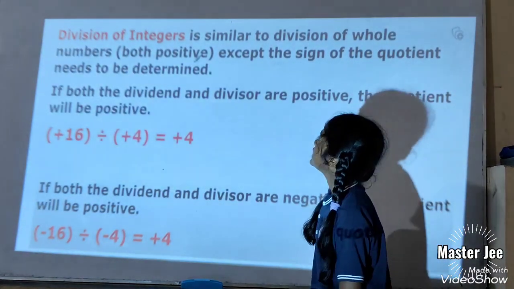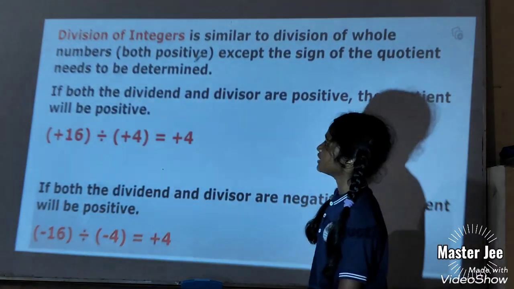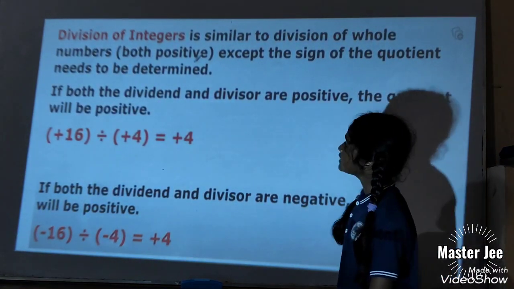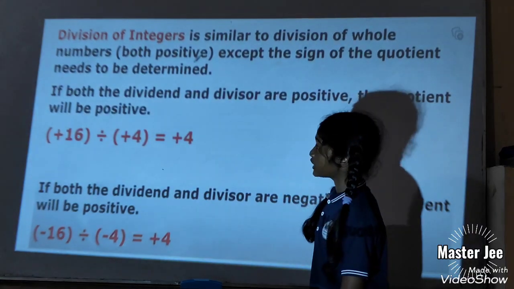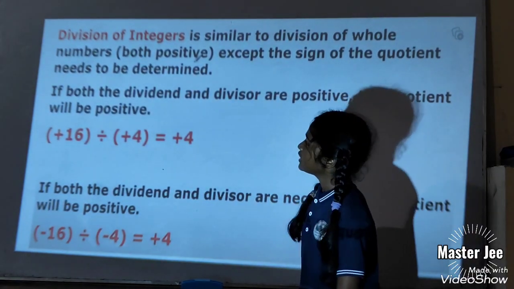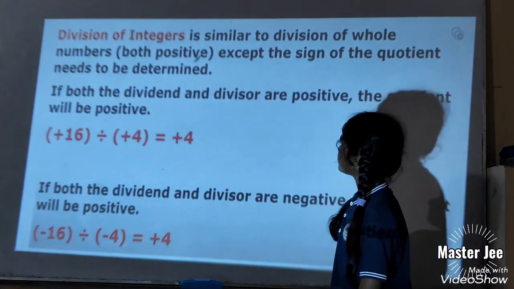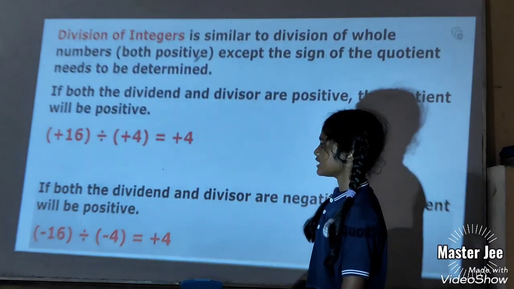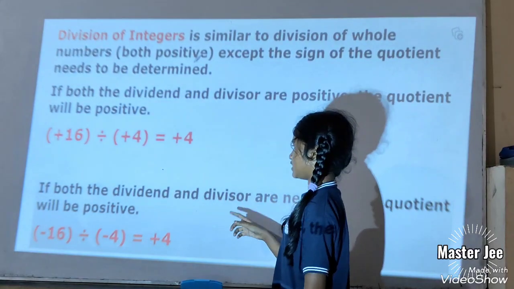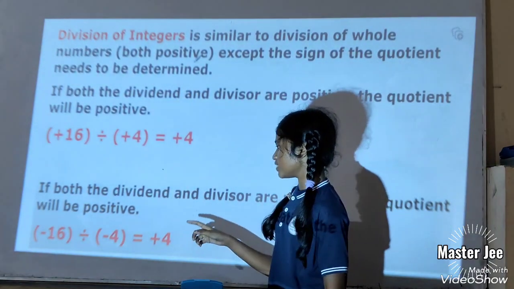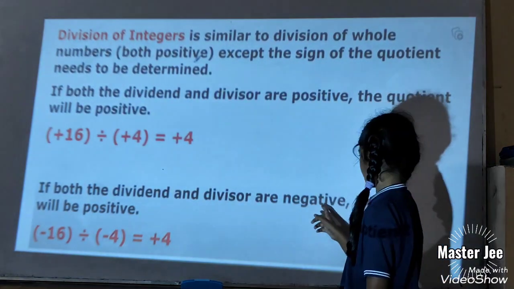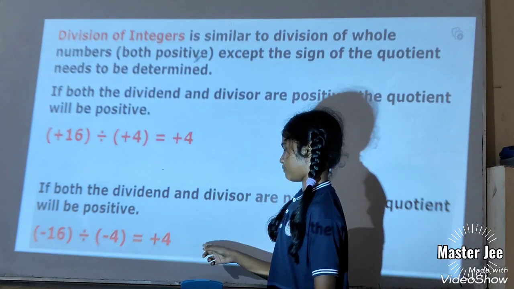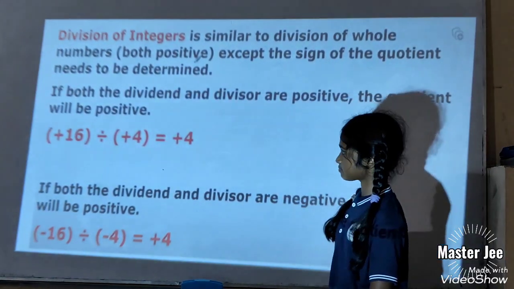Division of integers is similar to division of whole numbers, both positive, except the sign of the quotient needs to be determined. If both the dividend and the divisor are positive, the quotient will be positive. Plus 16 divided by plus 4 is equal to plus 4. If both the dividend and divisor are negative, the quotient will be positive. Minus 16 divided by minus 4 is equal to plus 4.